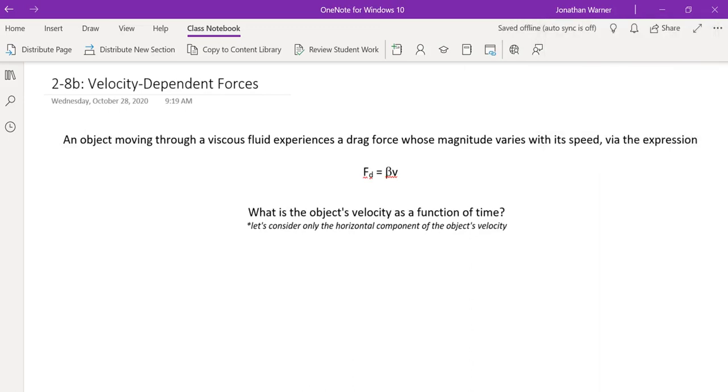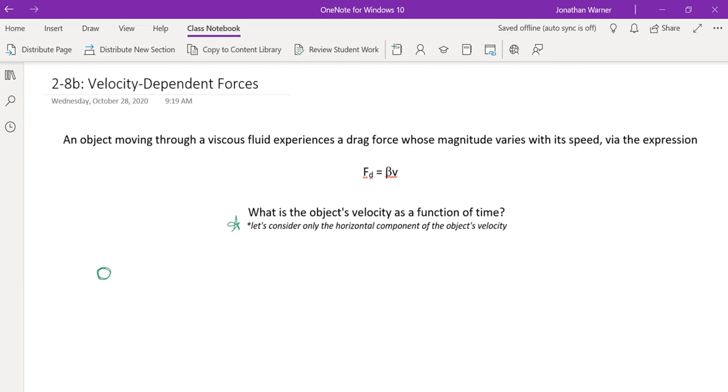So we're going to find how fast this object moves as a function of time. The object's velocity is a function of time. And we're going to consider only the horizontal component of the object's motion. The reason we do that is because it quite literally makes the calculus a little bit simpler. Spoiler alert, we're going to have to do some calculus to solve this problem.